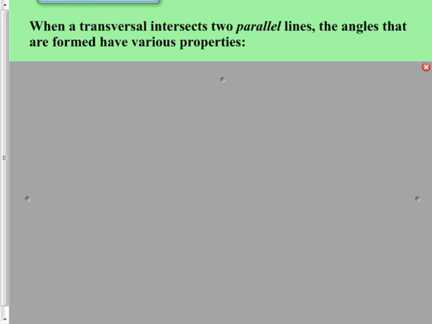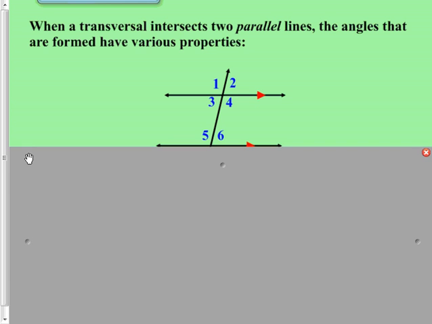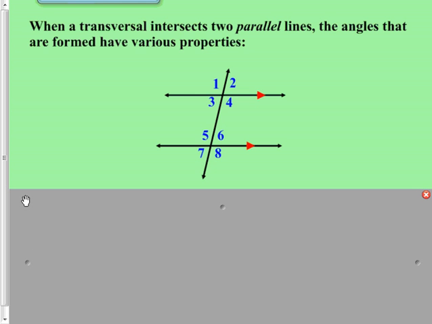Okay, now when a transversal intersects two parallel lines, the angles that are formed have various properties. Now for yesterday's material, we were only concerned with the names of the angles that were formed around the intersections. Okay, so we looked at a diagram that was very similar to this. We had two lines running kind of horizontally, and then we had a third line that came along and intersected both of them. Okay, so this third line, the one that is kind of positioned up and down in this diagram, we called it a transversal because it hits two or more lines.